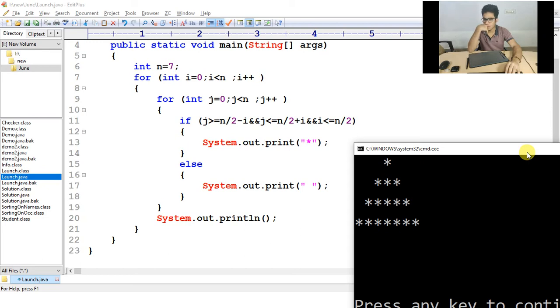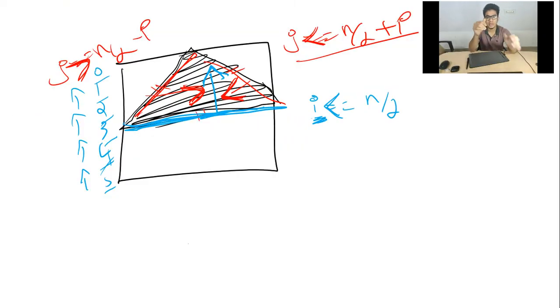So I hope you have taken the screenshot. Now you can take this screenshot too. Okay, this screenshot too you can take.